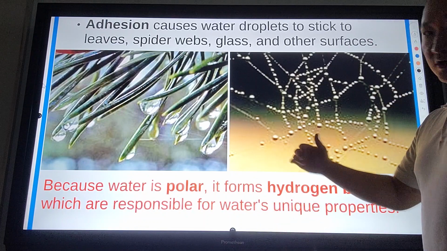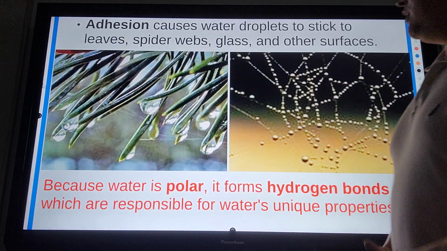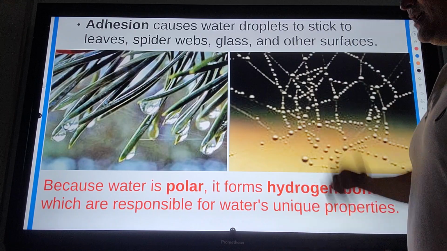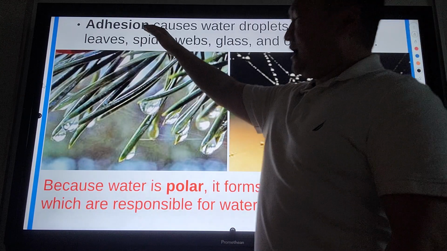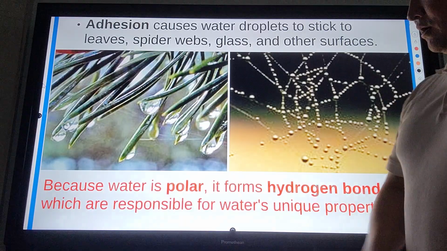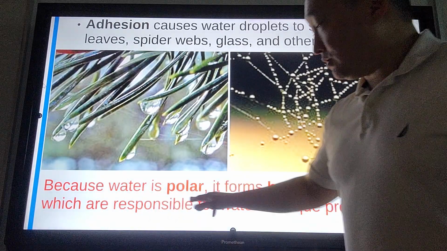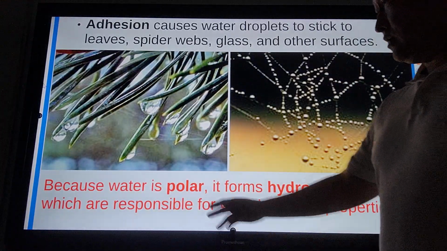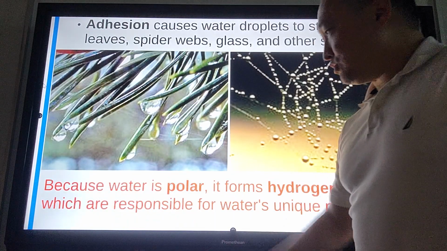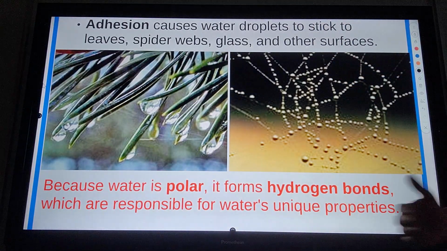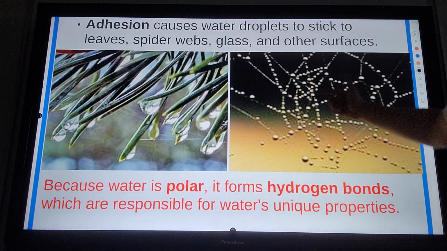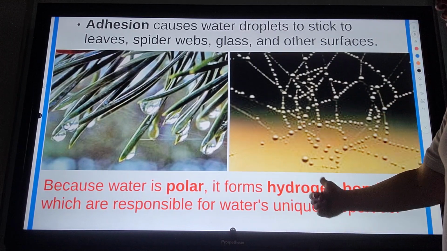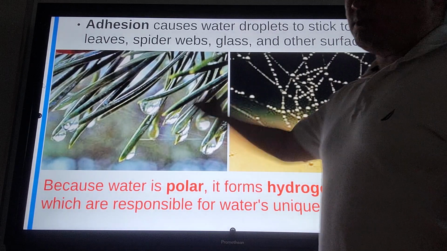And over here, the water droplets attracted to the spider web, that is adhesion. Okay? Again, adhesion, cohesion, all these unique properties are possible because water has these charges on its molecule. We call that polar, and because of that, they form hydrogen bonds. In adhesion's case, it's the hydrogen bonds between water molecules and that other polar substance.